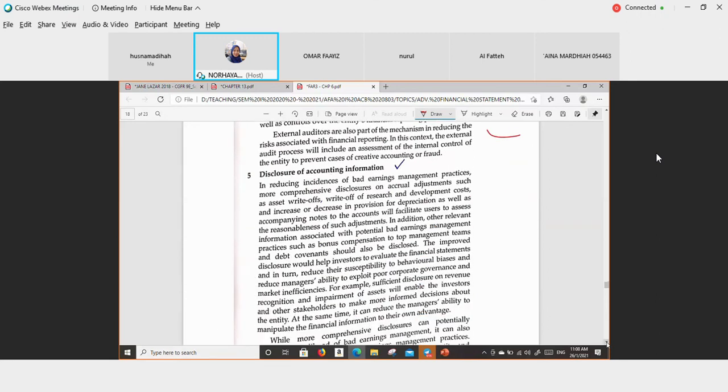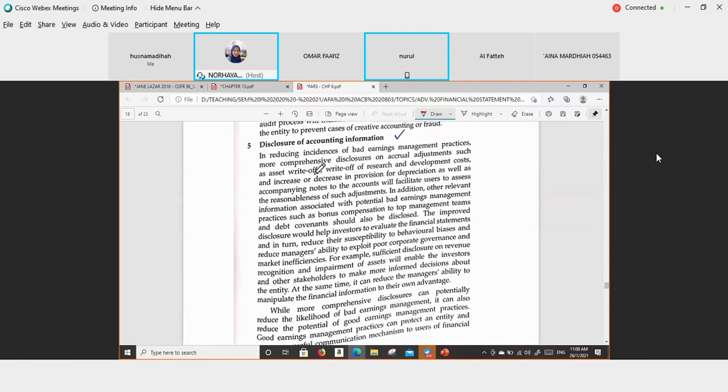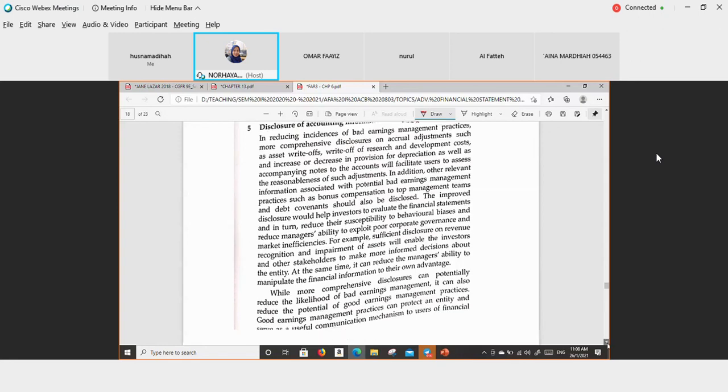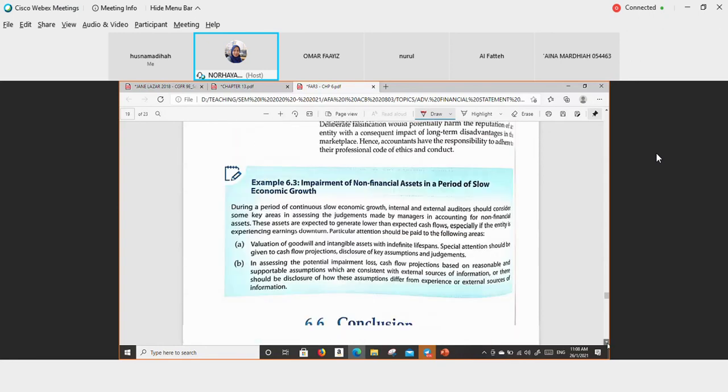Okay, disclosure of accounting information. Disclosure of accounting information means that companies are very much encouraged to disclose more information in the financial statements, in the annual report. So they will somehow reduce the possibility of earnings management. Reduce or limit the practice. Okay, this you can read.